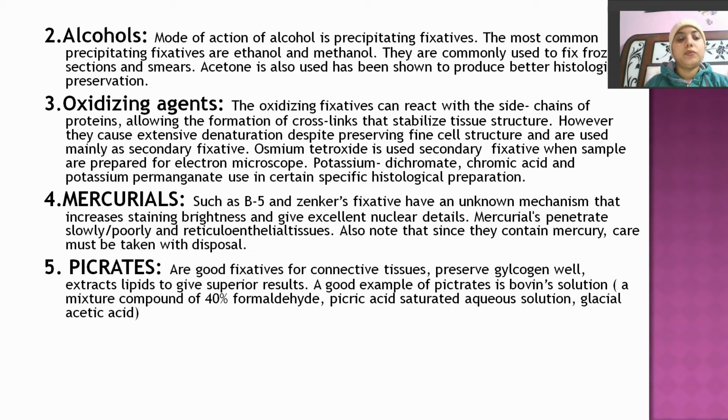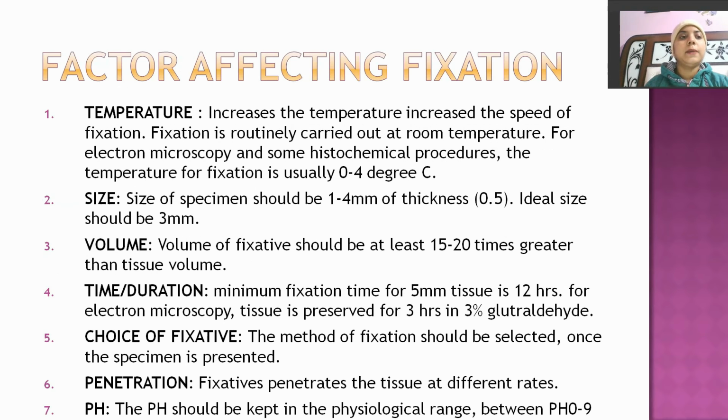The fifth one is picrates. Picrates are good fixatives for connective tissues, preserve glycogen well, and extract lipids to give superior results. A good example of picrates is Bouin's solution, a mixture of 40% formaldehyde, a saturated aqueous solution of picric acid, and glacial acetic acid. Then here are the factors affecting fixation.